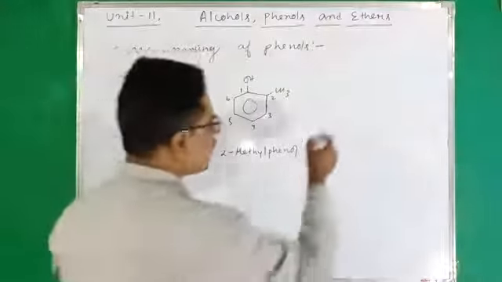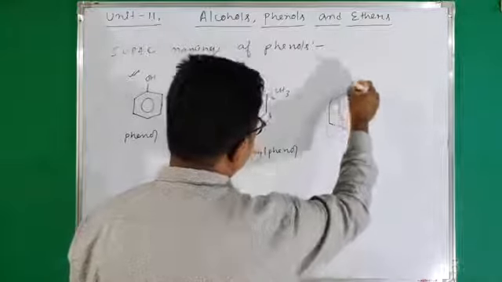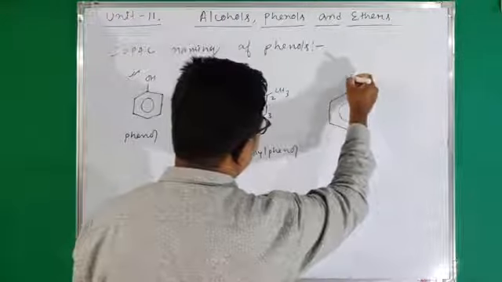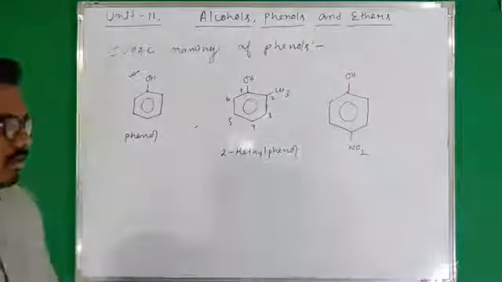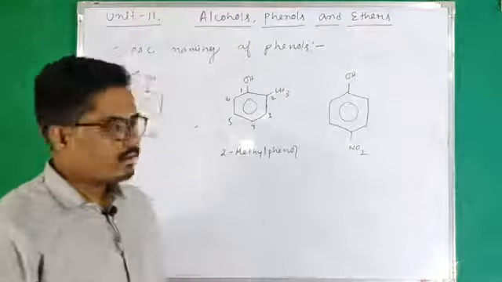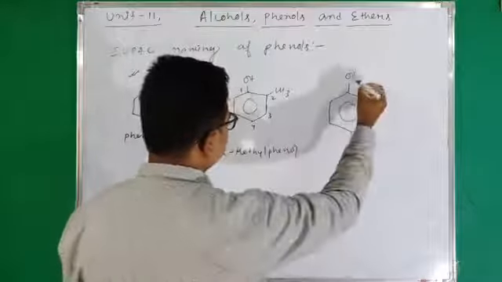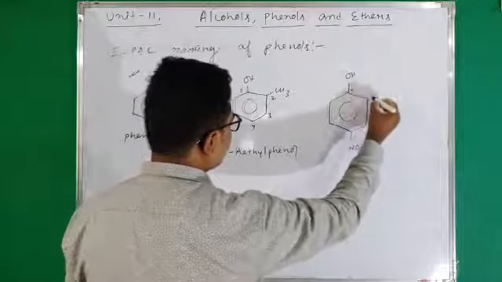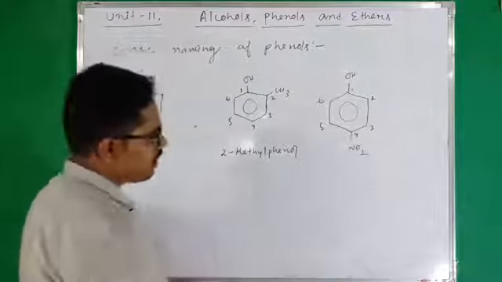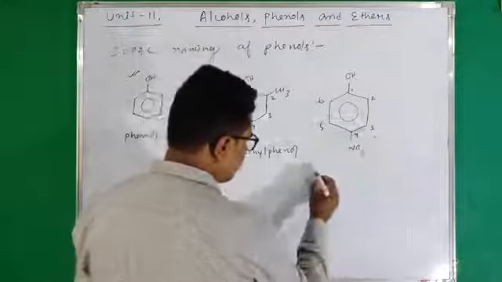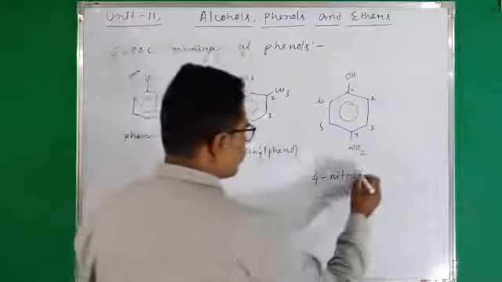Okay? And then let us consider this compound. Again in this case, since 2 functional groups are present, we have to use the priority order, and according to priority order, the OH will get the lowest number. Okay. And at the 4th position, a nitro group is present, hence the name is 4-nitrophenol.